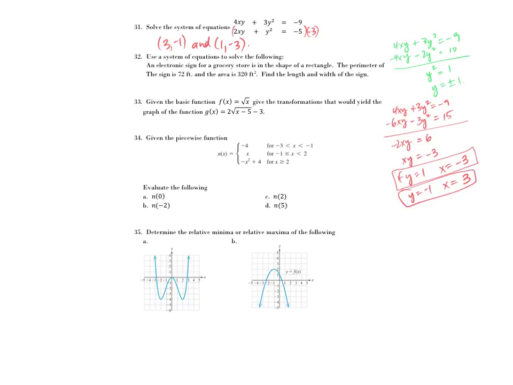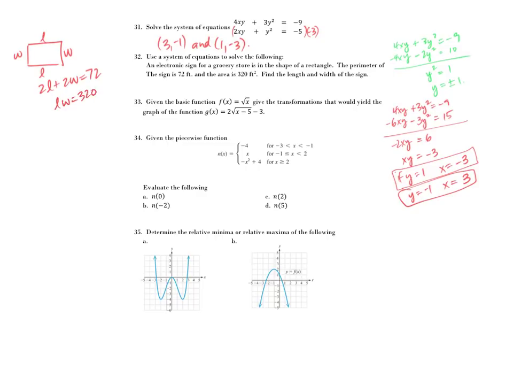The next one, use the system of equations to solve the following. An electronic sign for a grocery store is in the shape of a rectangle. The perimeter of the sign is 72 feet and the area is 320 square feet. So I know the perimeter is length plus width plus length plus width. So 2L plus 2W equals 72, and then the area is 320. So L times W equals 320.